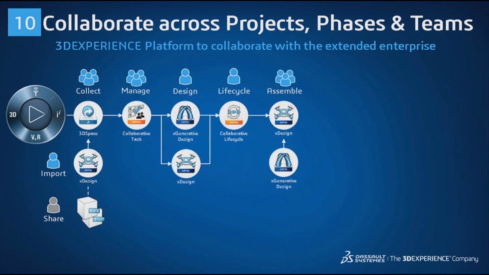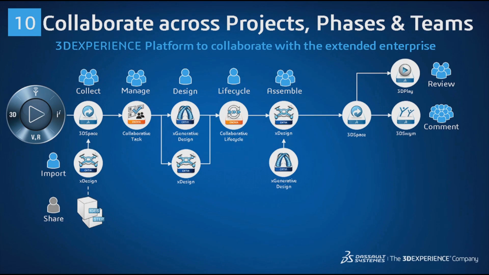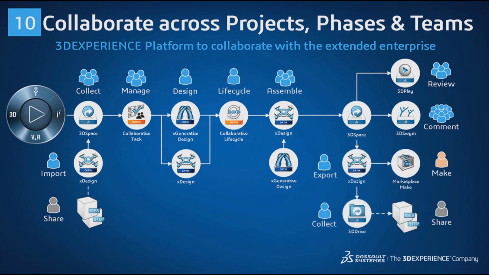With XGenerative design and the 3D Generative Innovator package, you're also able to collaborate fully on the web on the platform with multiple stakeholders. This is just one potential scenario of a workflow where models are being imported onto the platform, they're being shared on a 3D space, tasks are being managed with our collaborative task application. Modeling and design happens on XDesign and XGenerative design. Life cycle is managed. Parts and products are assembled. They're reviewed in 3D Play. They're shared with 3D Swim. They're made and 3D printed on the marketplace. And then they're exported to 3D Drive and shared with external collaborators. All of this is available on the platform. All of this is available with web applications with no installation required.